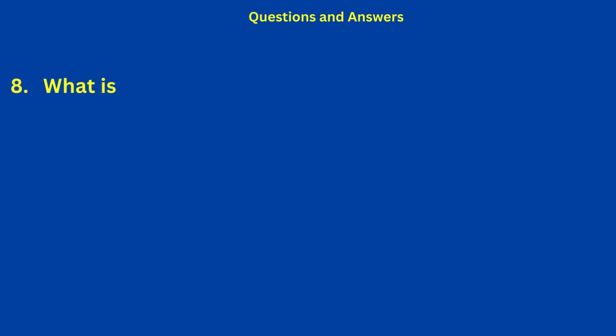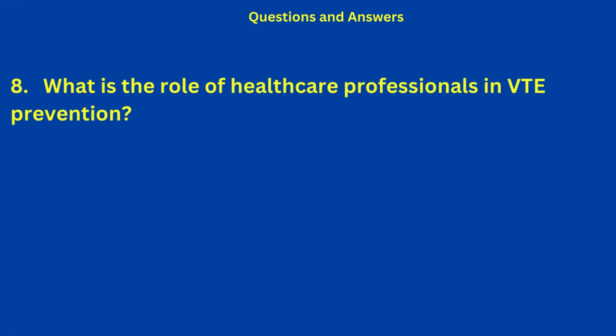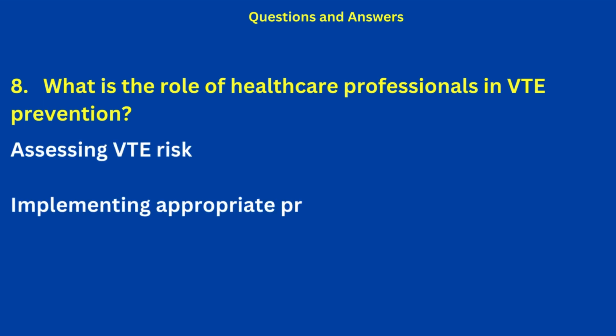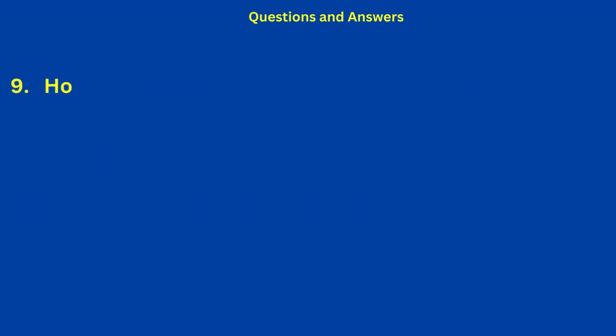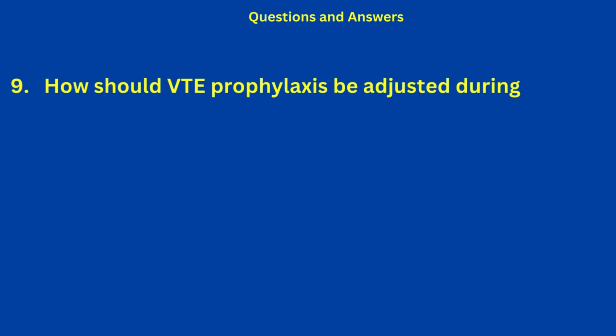Question 8. What is the role of healthcare professionals in VTE prevention? Healthcare professionals are responsible for assessing VTE risk, implementing appropriate prophylaxis, educating patients, and monitoring for adverse effects or changes in the clinical status. Collaboration among physicians, nurses, pharmacists, and other team members is key to successful prevention and better care.